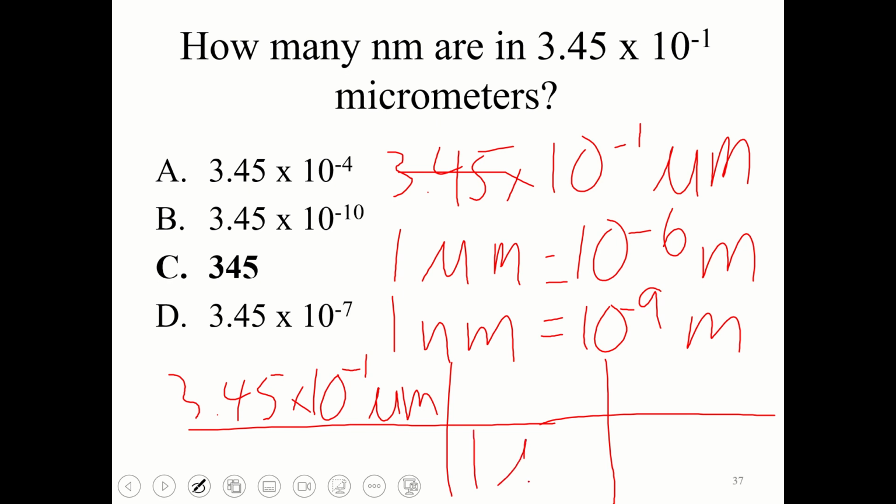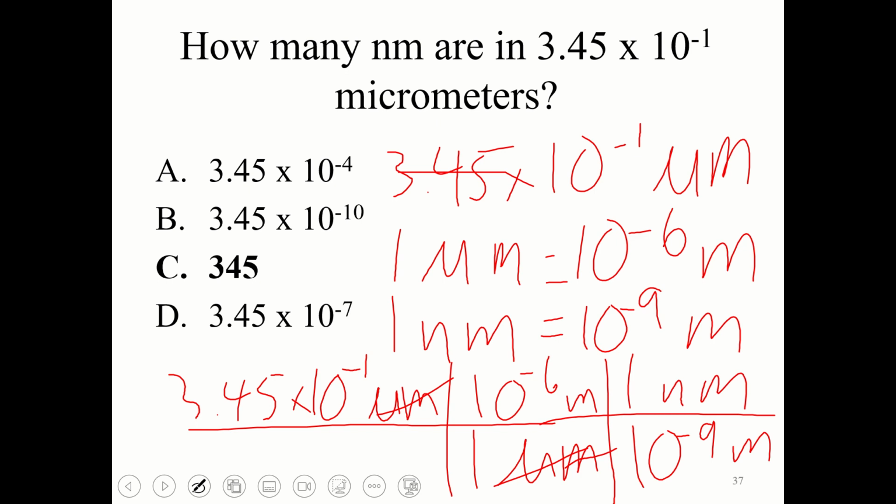So I'm going to write 1 micrometer on the bottom, so units of micrometers cancel, and I'll write 10 to the negative 6 meters up top. Now I'm going to convert from meters to nanometers. So I'm going to use that bottom conversion factor, and I'm going to write meters on the bottom because I want meters to cancel. So 10 times 10 to the negative ninth meters on the bottom, and 1 nanometer up top. So now meters cancels, the only unit I'm left with is nanometers, and that's the answer that I was looking for. So this is an indication that I set my problem up correctly.